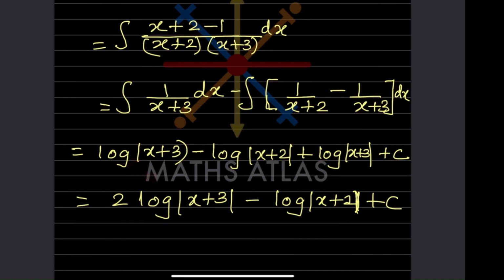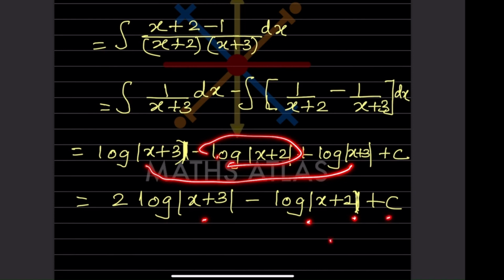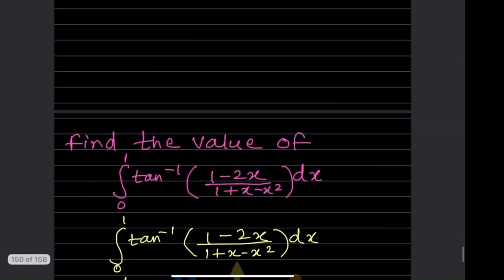Here, this will be the modulus sign. So now what we can see here, when we add both together, that is going to be 2 log of modulus x plus 3, and this is minus log of modulus x plus 2. So this is the final answer, plus c.